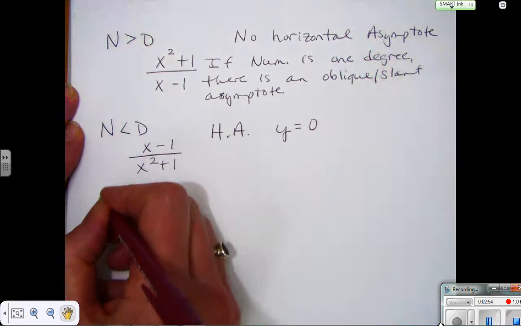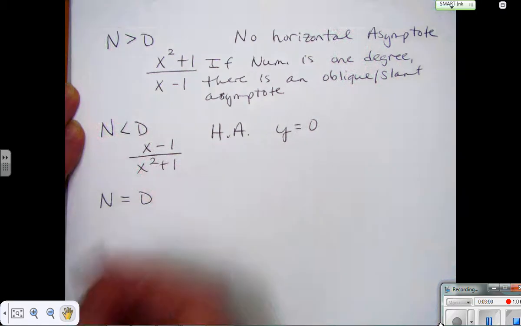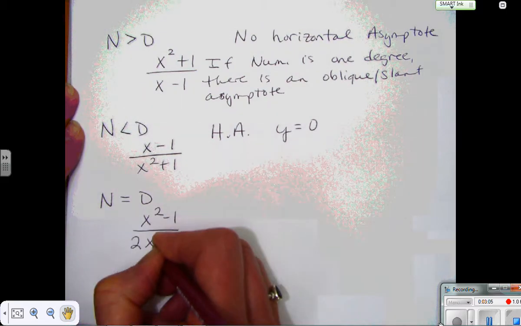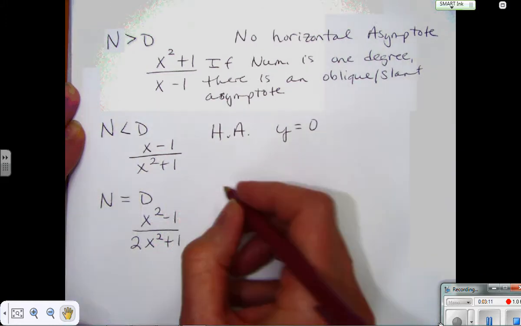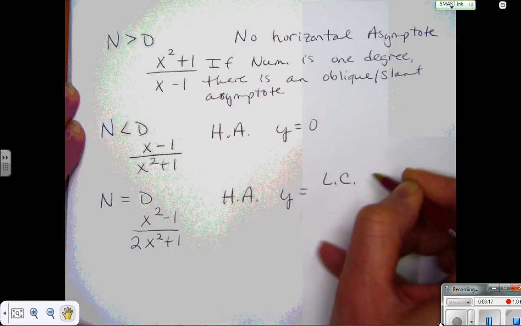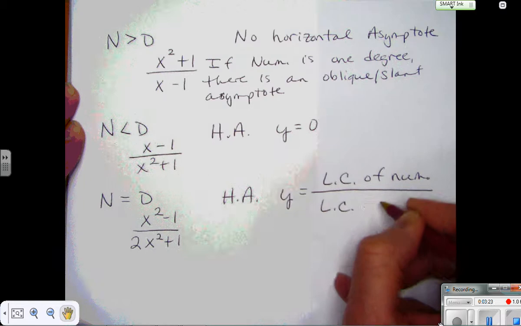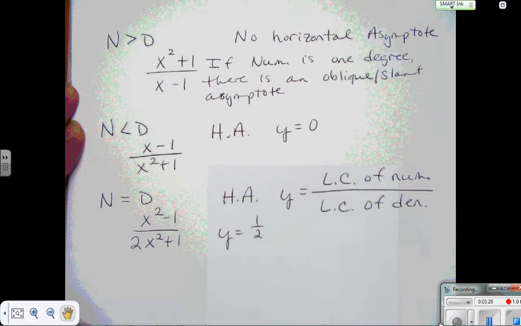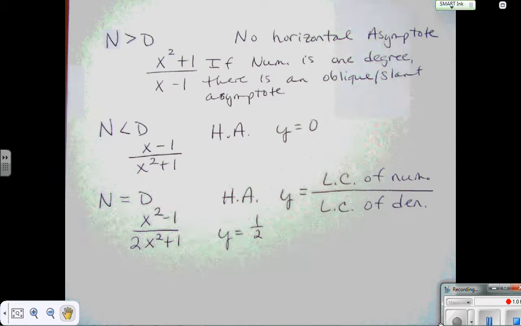Okay, and if your numerator degree equals the denominator degree, for example, x squared minus 1 over 2x squared plus 1, then your horizontal asymptote is y equals the leading coefficient of the numerator over the leading coefficient of the denominator. So for this one, it would be y equals 1/2 would be your horizontal asymptote. Okay, any questions?